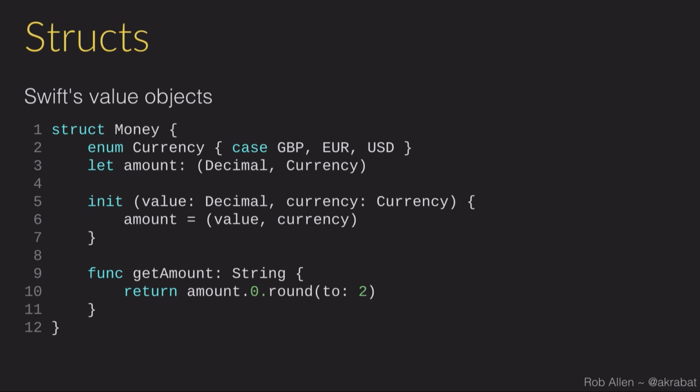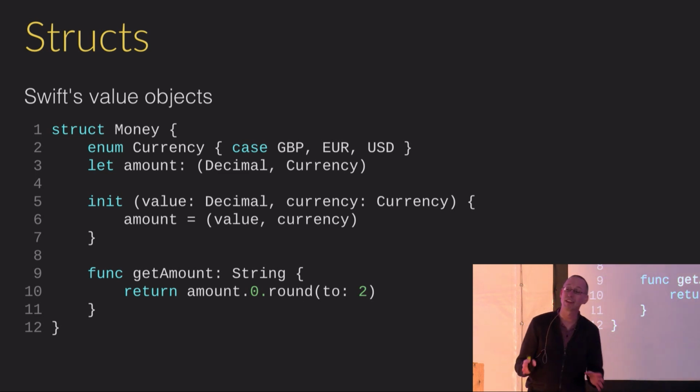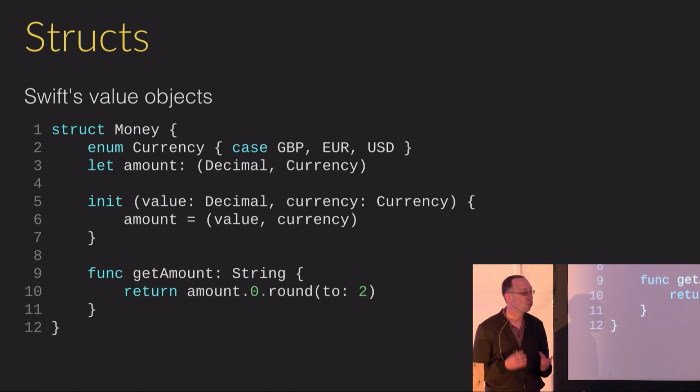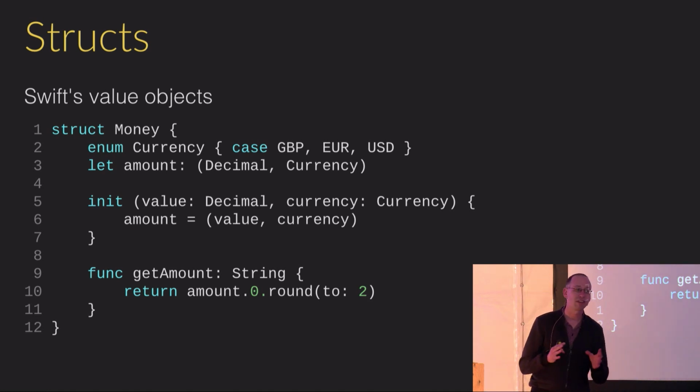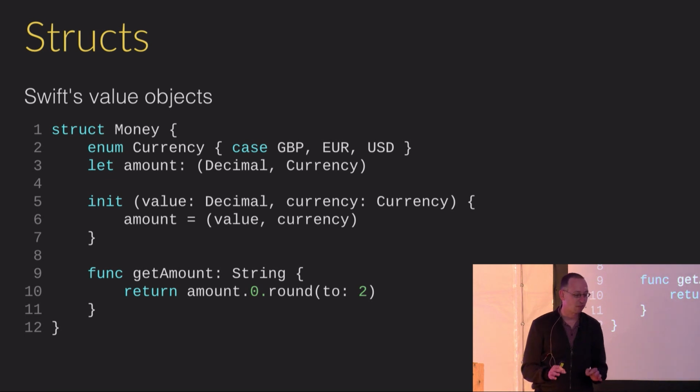So a struct within Swift is very, very similar to a class in every other language. If you're a C or C++ programmer, you'll know that a struct is something slightly different. You don't have functions within structs in C. You do within Swift. It looks like a class. In fact, it pretty much can do everything that a class can do. The only key thing about it is that it is a value object.